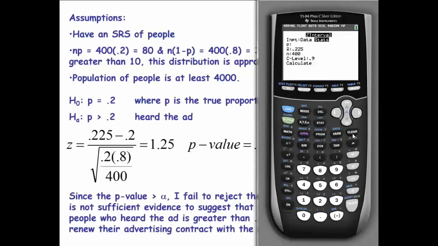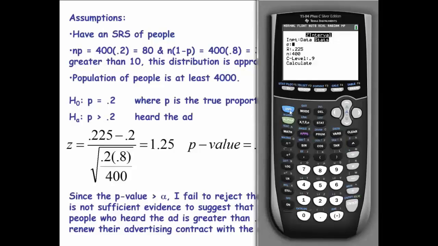Now let me clarify something here. If we're doing a confidence interval, it is based on our statistic, our sample. So we wouldn't know the 0.2, or the 0.2 times the 0.8 divided by 400, because those are based on the population parameter. We're trying to estimate that. We're trying to see if we could figure out whether it's 0.2 or not based on the 0.225.